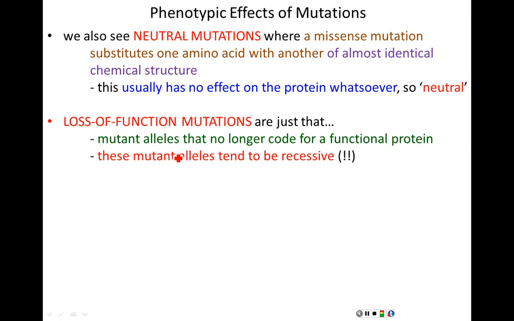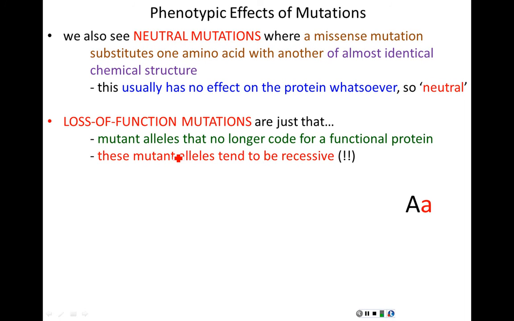And so the mutation results in a loss of function. These mutant alleles tend to be recessive alleles. What? Wait a minute. We're talking about all this molecular genetics. We're going to go back to these Mendel words? Well, absolutely. What's the definition of a recessive allele? A recessive allele is one that when you pair it with another allele will be masked. Now we're talking about a mutant allele that codes for something that doesn't do anything.